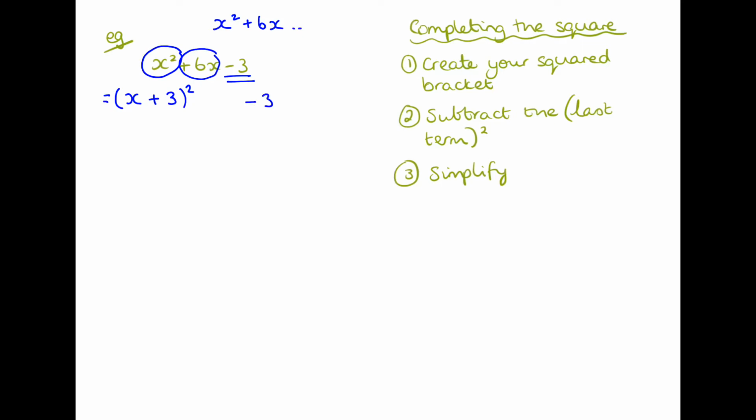Then let's think about this bracket here, this x plus 3 squared. I'll just do it over here. When we multiply out our x plus 3 squared, we'd get x squared and we'd get plus 6x and plus 9. Okay. Now, if we look over here, we want the x squared, so that's fine.